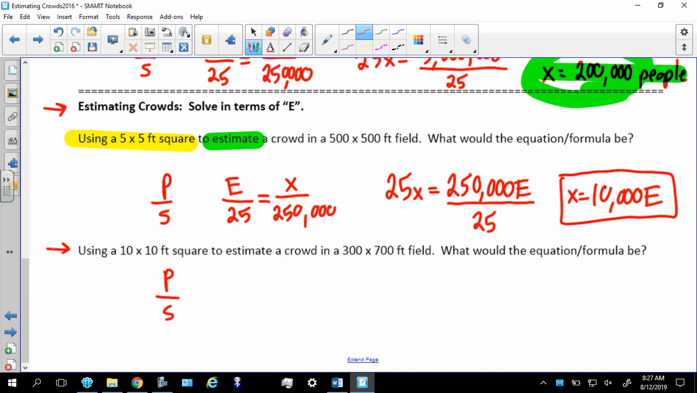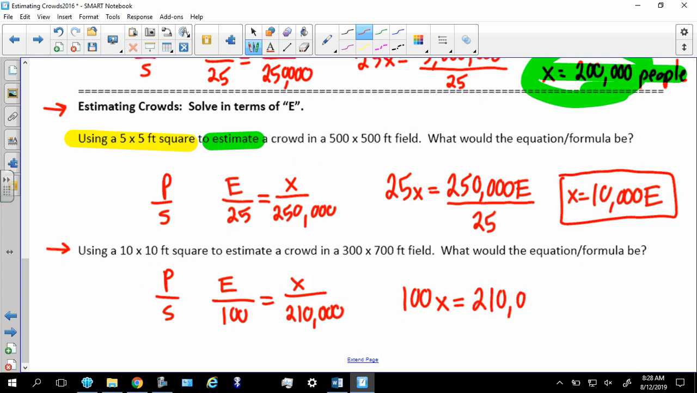So people over space, it's going to be E over 100 is equal to X over 210,000. Cross multiply, and you get 100X is equal to 210,000 E. Again, we're solving for X. We're going to divide by 100, and you get X is equal to 2100 E. Now, pretty simple, pretty easy.